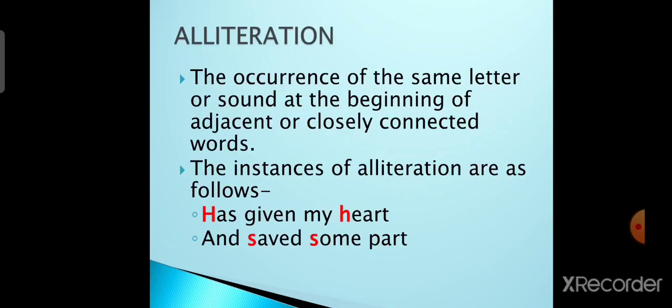Next is alliteration. Basically, alliteration is what? Alliteration is the repetition of consonant sounds. In this poem also there are two examples which we can see. The instances of alliteration are as follows. Has given my heart. Here the H and H sound is repeated. You can see the presentation; I have highlighted the H and H sound. And saved some part. In saved some, the S and S sound is repeated. Can you see that?